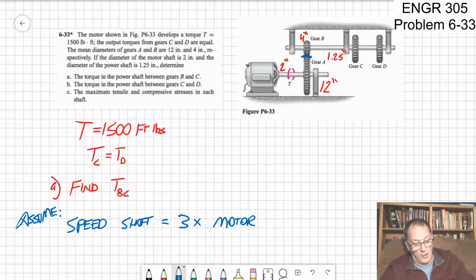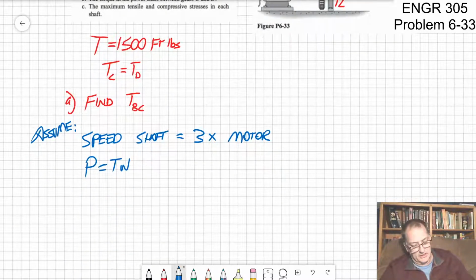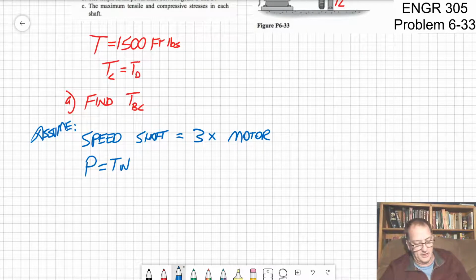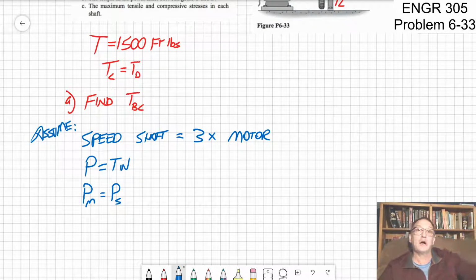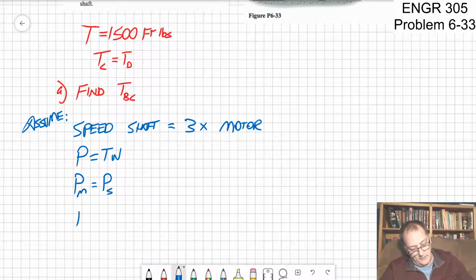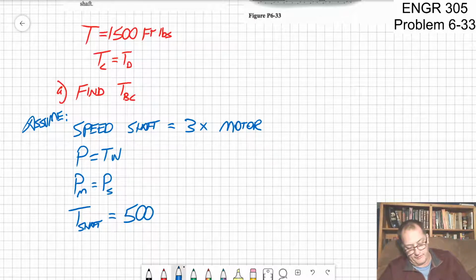Well, then the torque, remember, power equals torque times speed. So therefore, since the power is constant, the power from the motor equals the power in the shaft. So if the speed goes up, then the torque goes down. So the torque of the shaft is equal to 500 foot-pounds.